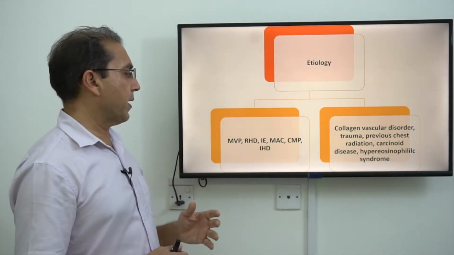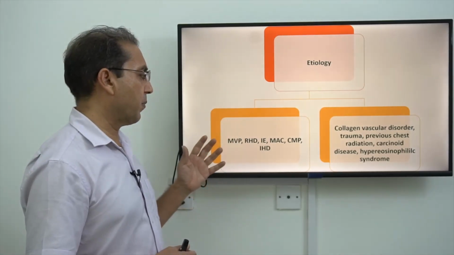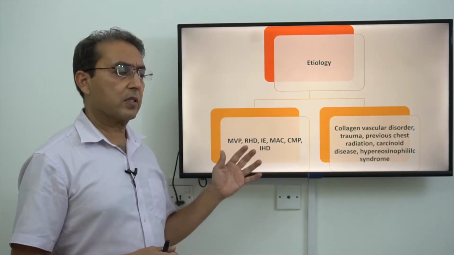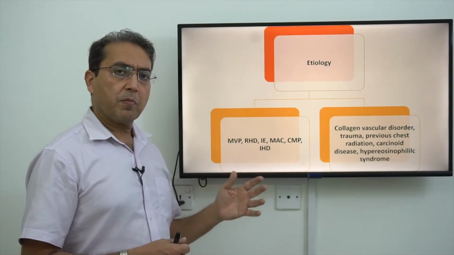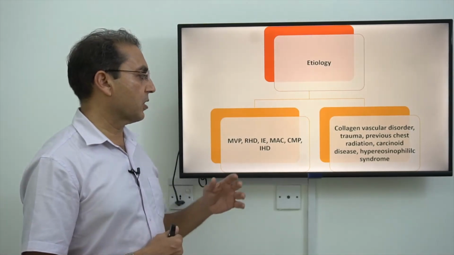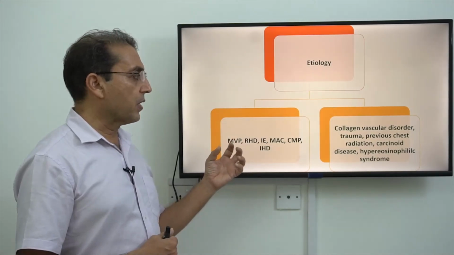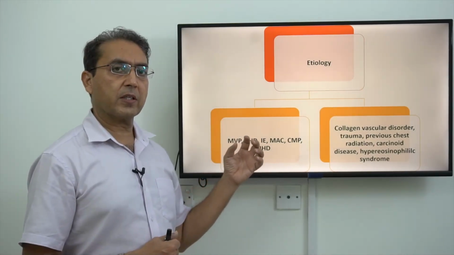Now, it can be caused by many conditions, for example, mitral valve prolapse, rheumatic heart disease, infective endocarditis, mitral annular calcification, cardiomyopathies, and ischemic heart disease. These are more common reasons for developing mitral regurgitation.